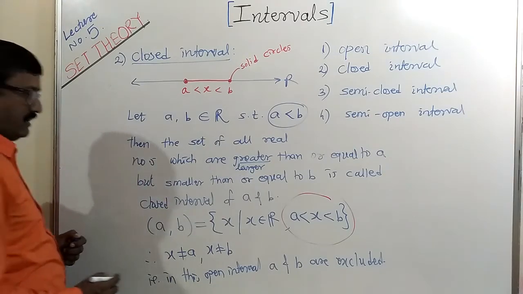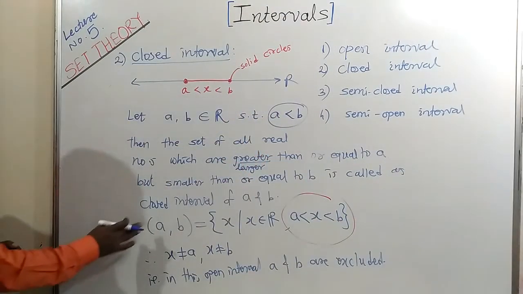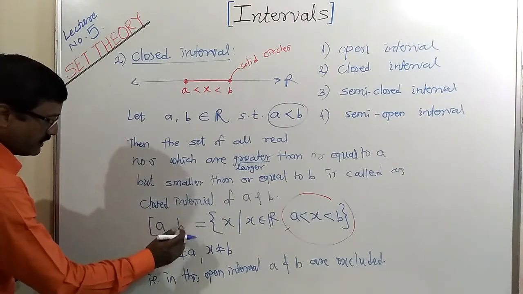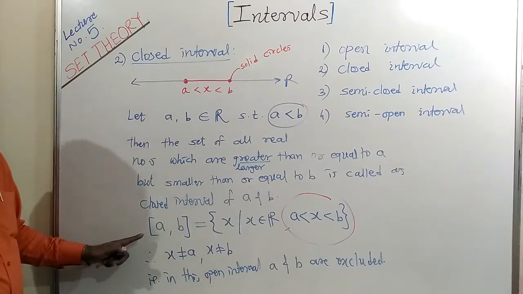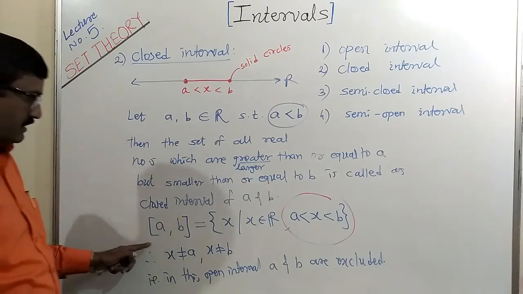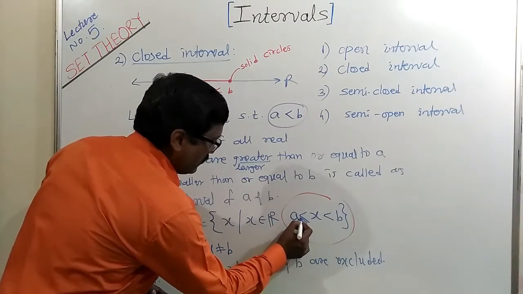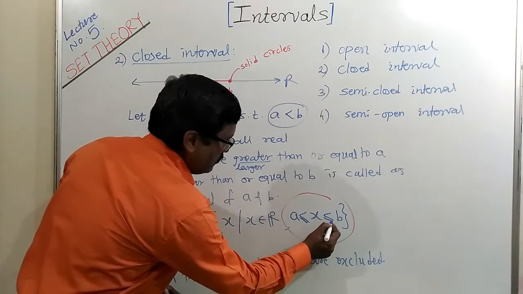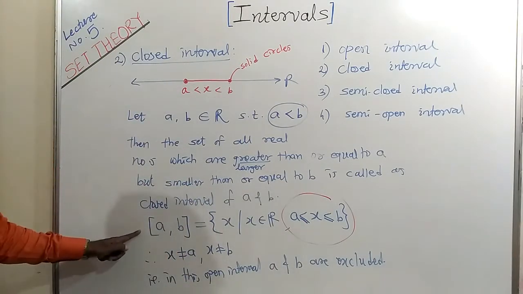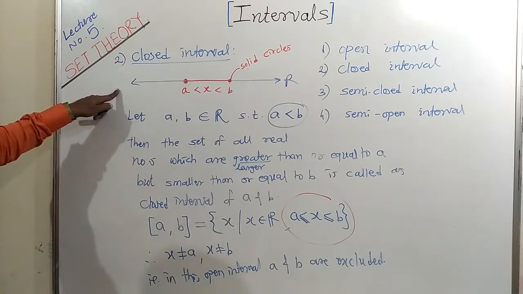This is called the closed interval of A and B, and it is denoted by this rectangular bracket. Whenever the rectangular bracket is there, the value of x is equal to A or greater than A, and x is less than or equal to B. So this is the presentation of the interval in set builder form. This is its diagrammatic representation.